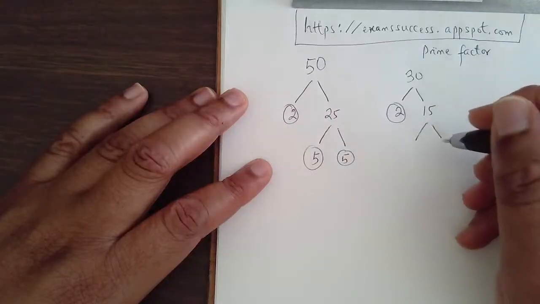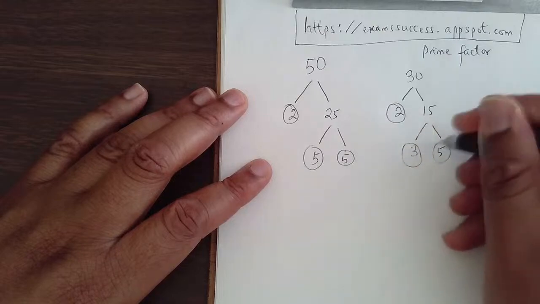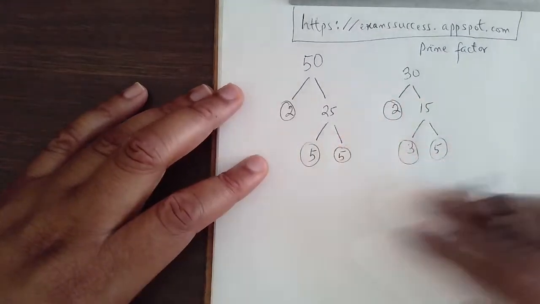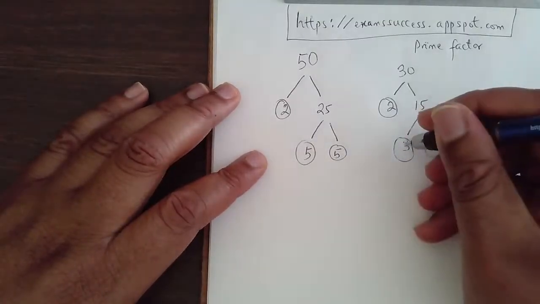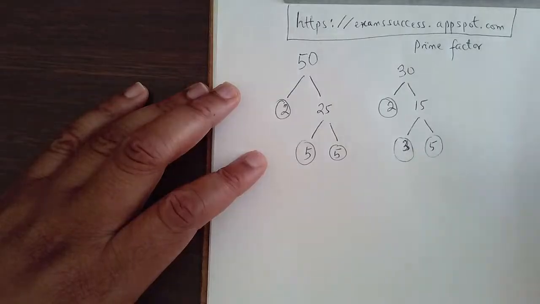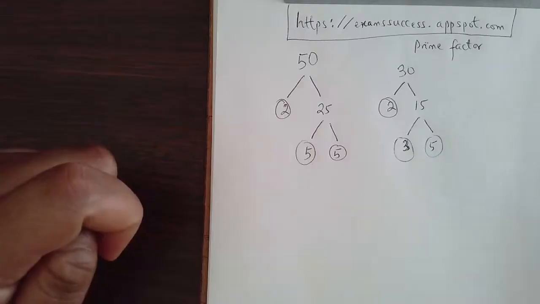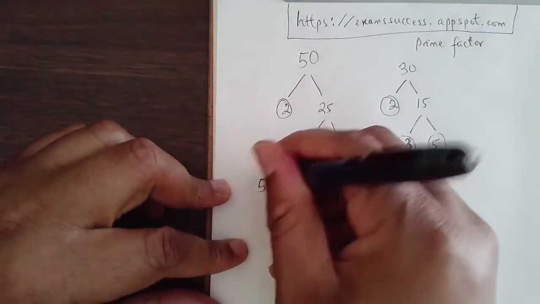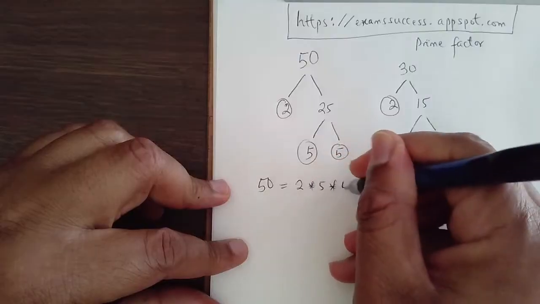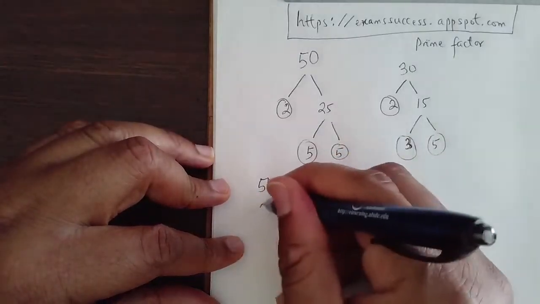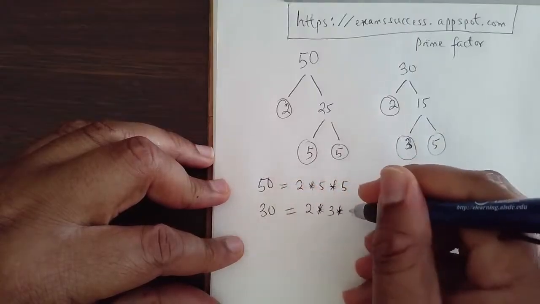This is 3 and 5. So some of you might write 5 and 3. I don't like to write it that way. It's good you do this in ascending order from least to greatest. If you're writing, write in ascending order, least to greatest. So this 50 here, you see that is 2 times 5 times 5. And for the 30, we see that it is 2 times 3 times 5.